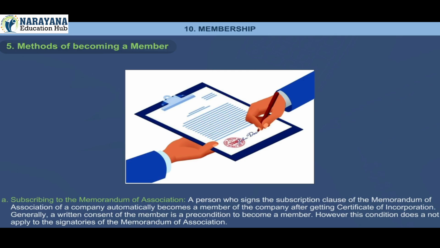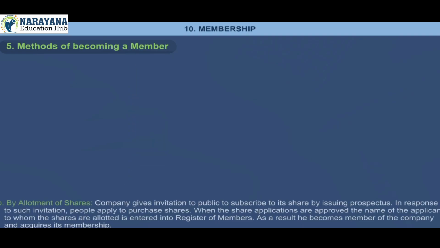A person who signs the subscription clause of the Memorandum of Association of a company automatically becomes a member of the company after getting the certificate of incorporation. Generally, a written consent of the member is a precondition to become a member. However, this condition does not apply to the signatories of the Memorandum of Association.